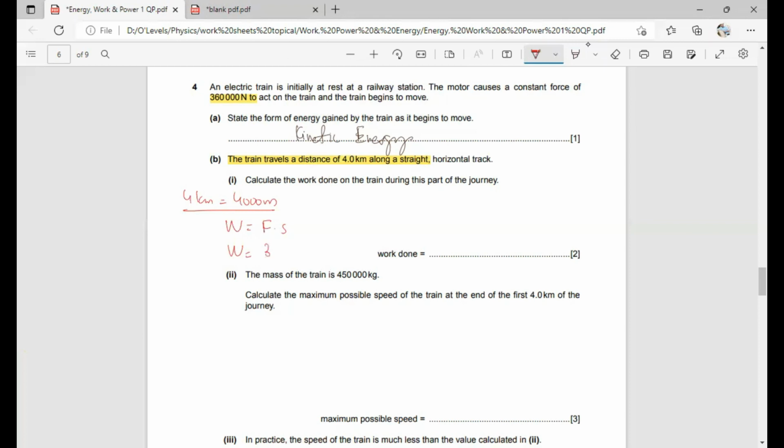So this is your 360,000 multiplied by 4,000. So work done is force times displacement, which is 1.4 exponential 9 joules.